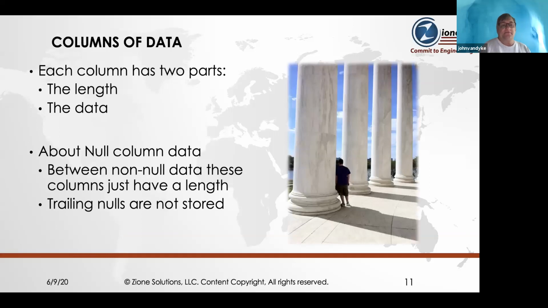So the columns, just to reiterate this, there's the length and the data, length and data, length and data. And what's cool is, again, about these nulls. Now, if a null is in between two non-null columns, then it just has a length byte. But if it's a trailing null, nothing is stored at all. No data whatsoever is stored for that trailing null column. So that's where you can really have some powerful stuff going on in your row data.